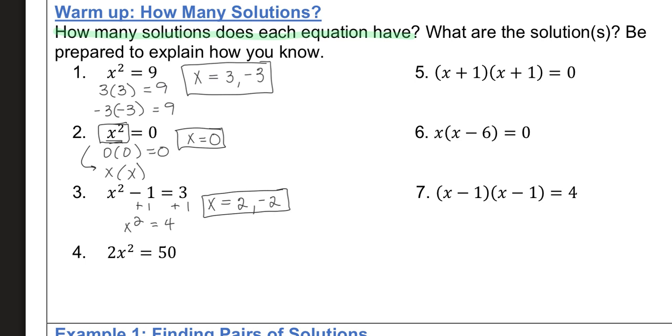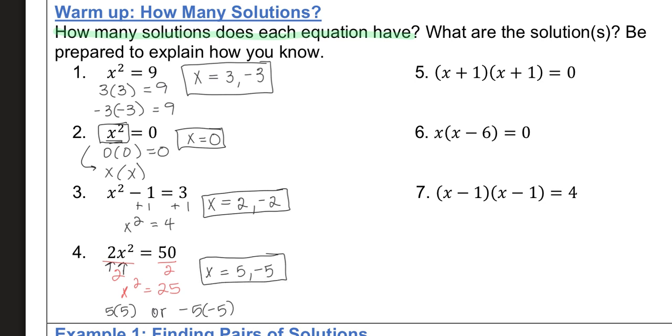Okay? For number 4, again, we can think about 2 times something squared gives me 50. If we want to get rid of that 2, we could divide by 2. Then we have x squared equals 25. Well, what number times itself gives us 25? 5 times 5, or negative 5 times negative 5. So that means x equals 5 or negative 5. Okay?